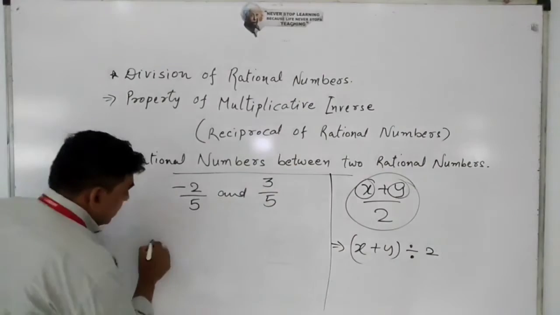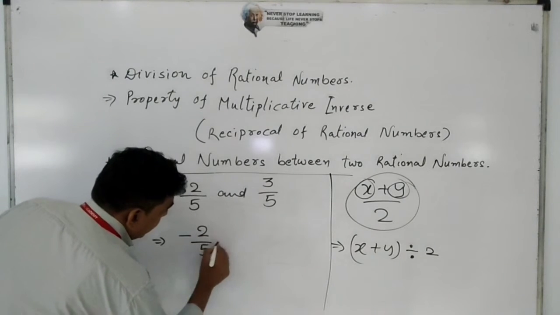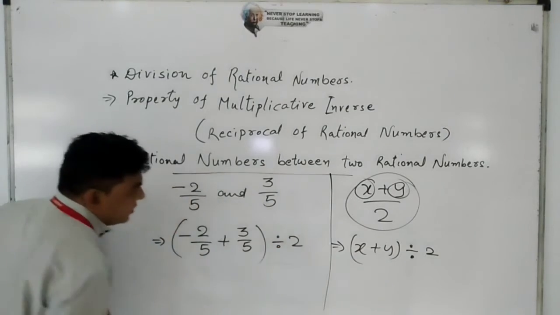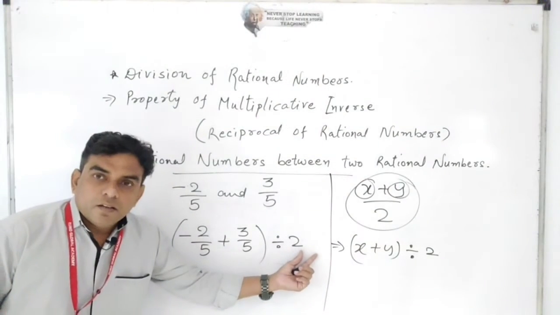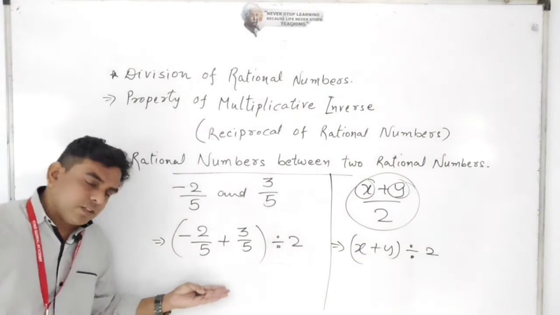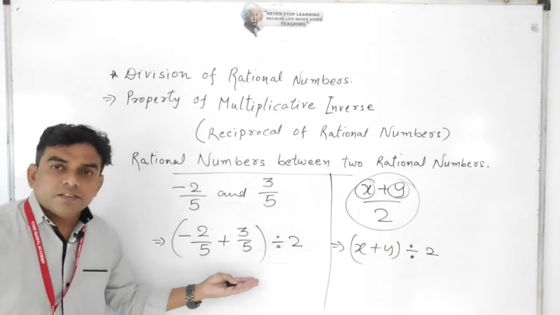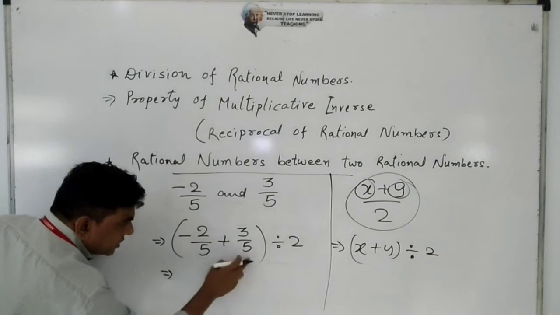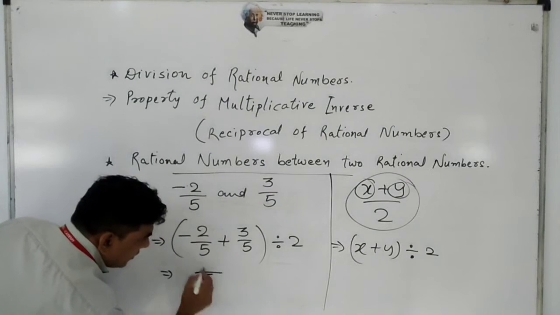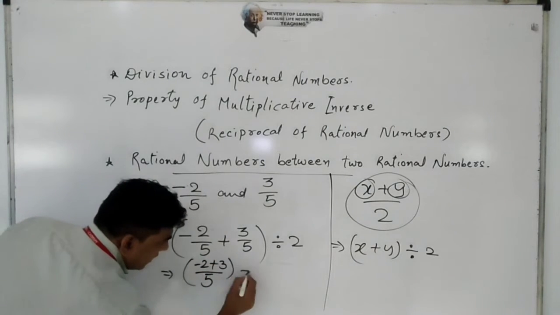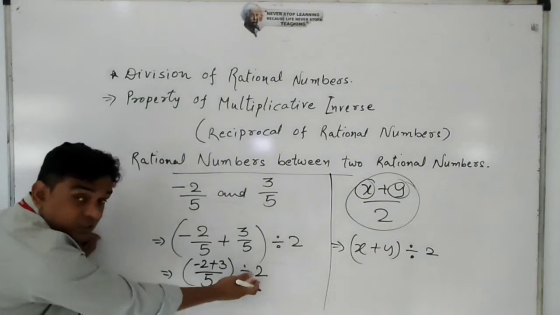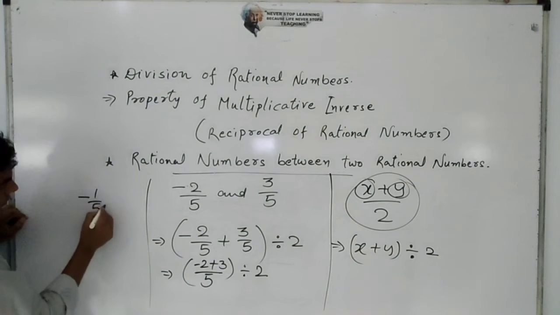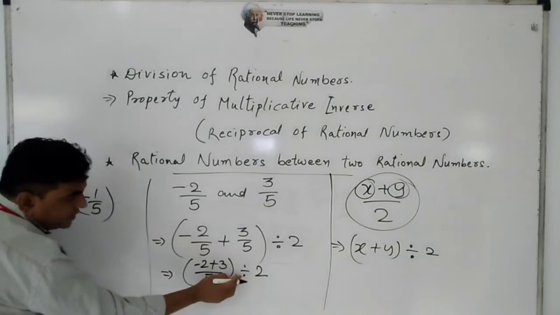Now I am going to write it. Minus 2 by 5 plus 3 by 5, divided by 2. I am taking the division format here; if you want to take it in the denominator, you can, no problem, you will get the same answer. The denominators are the same, so it will be 5 as the denominator, with minus 2 plus 3, and divided by 2. Now it becomes minus 1 by 5 divided by 2.